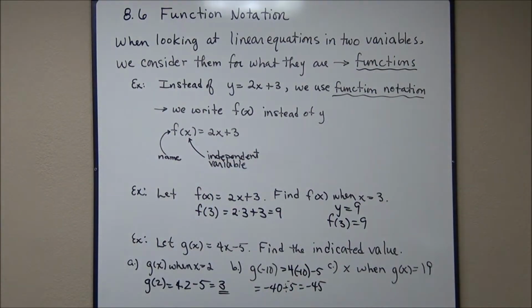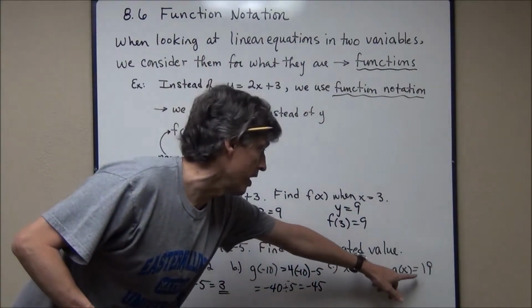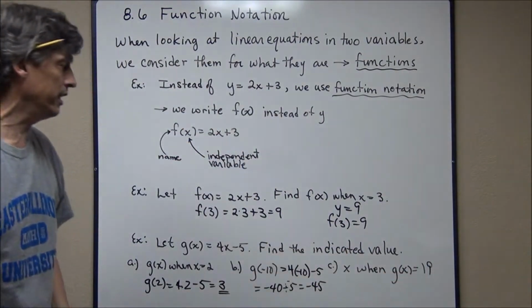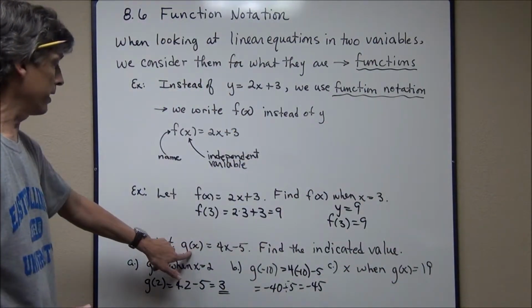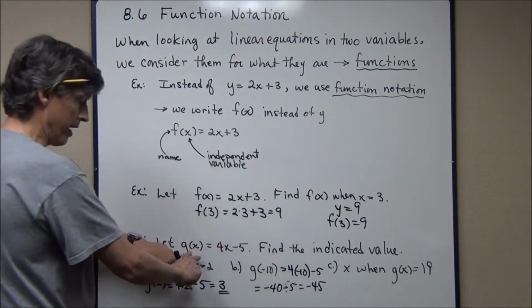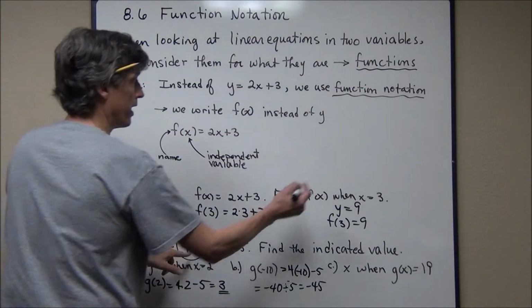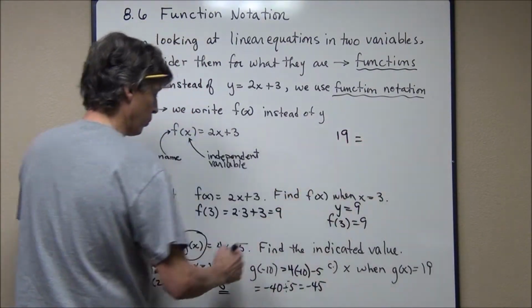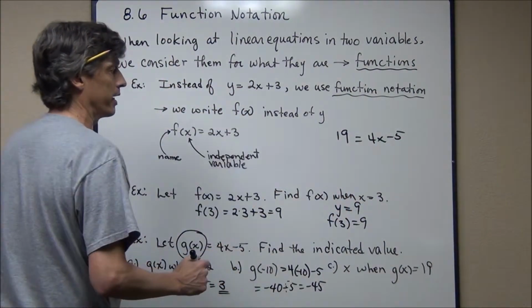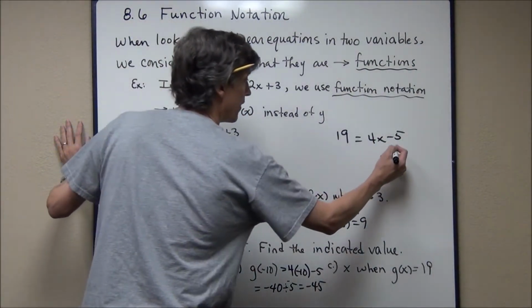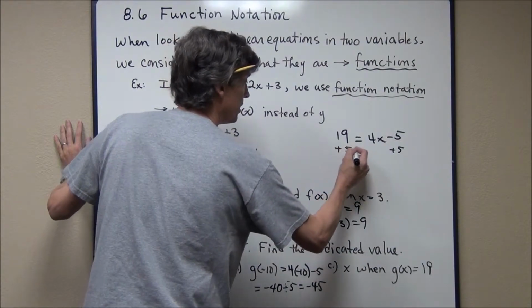Now, a little different here, instead of plugging in for x and finding my g of x or my y value, here they give me the y value. They say g of x is equal to 19. So I don't have a lot of space here, so I'm going to come up here. I'm going to plug a 19 in for g of x. Not in for x, in for all of it. So I have 19 equals, the rest here, 4x minus 5. And I have an equation like I had back in first semester. I'm going to add 5 to both sides.